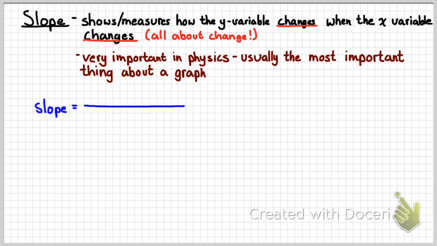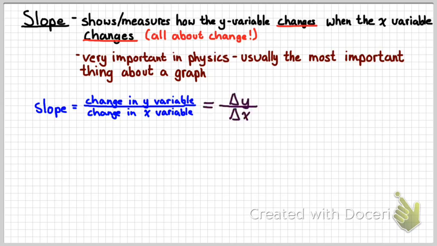The definition of slope is the change in the y variable over the change in the x variable. Now that's kind of a long thing to write out, so typically we'll shorten it to something like this. Now you may be familiar with that triangle symbol.